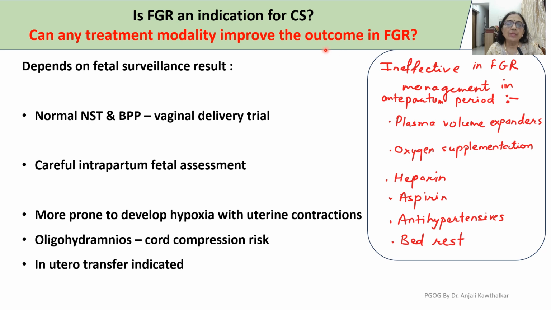Now, whenever we take a decision to terminate the pregnancy, whether to give a trial for vaginal delivery or go straight for cesarean section depends on the fetal surveillance result. With a normal non-stress test and normal BPP, a vaginal delivery trial can be given, but in an FGR baby, careful intrapartum fetal monitoring is the most important component, as the baby is more prone to develop hypoxia with uterine contractions. Oligohydramnios can lead to cord compression, so that risk will also be there.